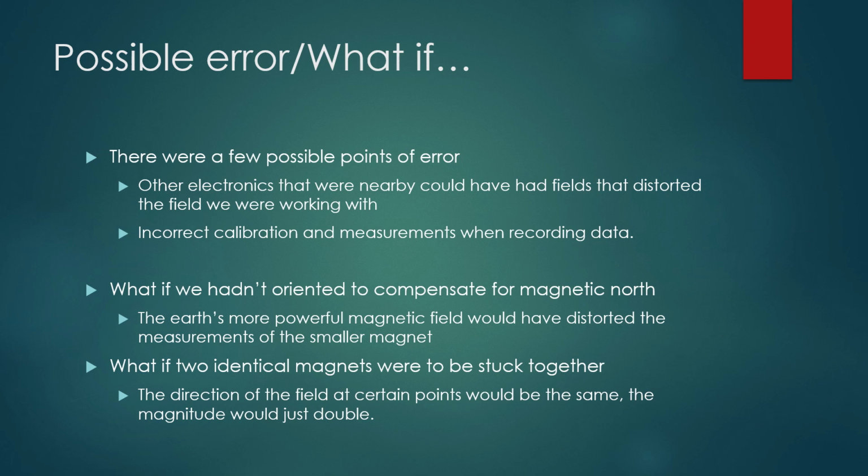And then what if two identical magnets were to be stuck together? The direction of the field at certain points would be the same, the magnitude would just double.